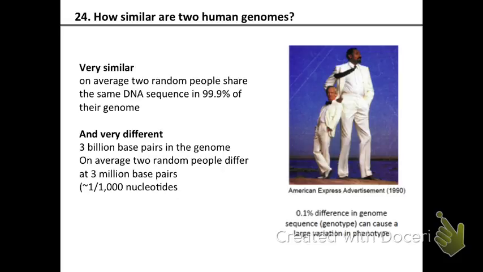So what do I mean by differences in the sequences? So how similar are we actually? It turns out we're very similar to each other, but we're also very different, okay? So we're very similar because on average, two random people share the same DNA sequence in 99.9% of their genome, right? But we're also very different because we have 3 billion base pairs in the genome. So that also means with the same calculation, on average, two random people will differ at 3 million base pairs. So that's 1 in every 1,000 nucleotides or so.